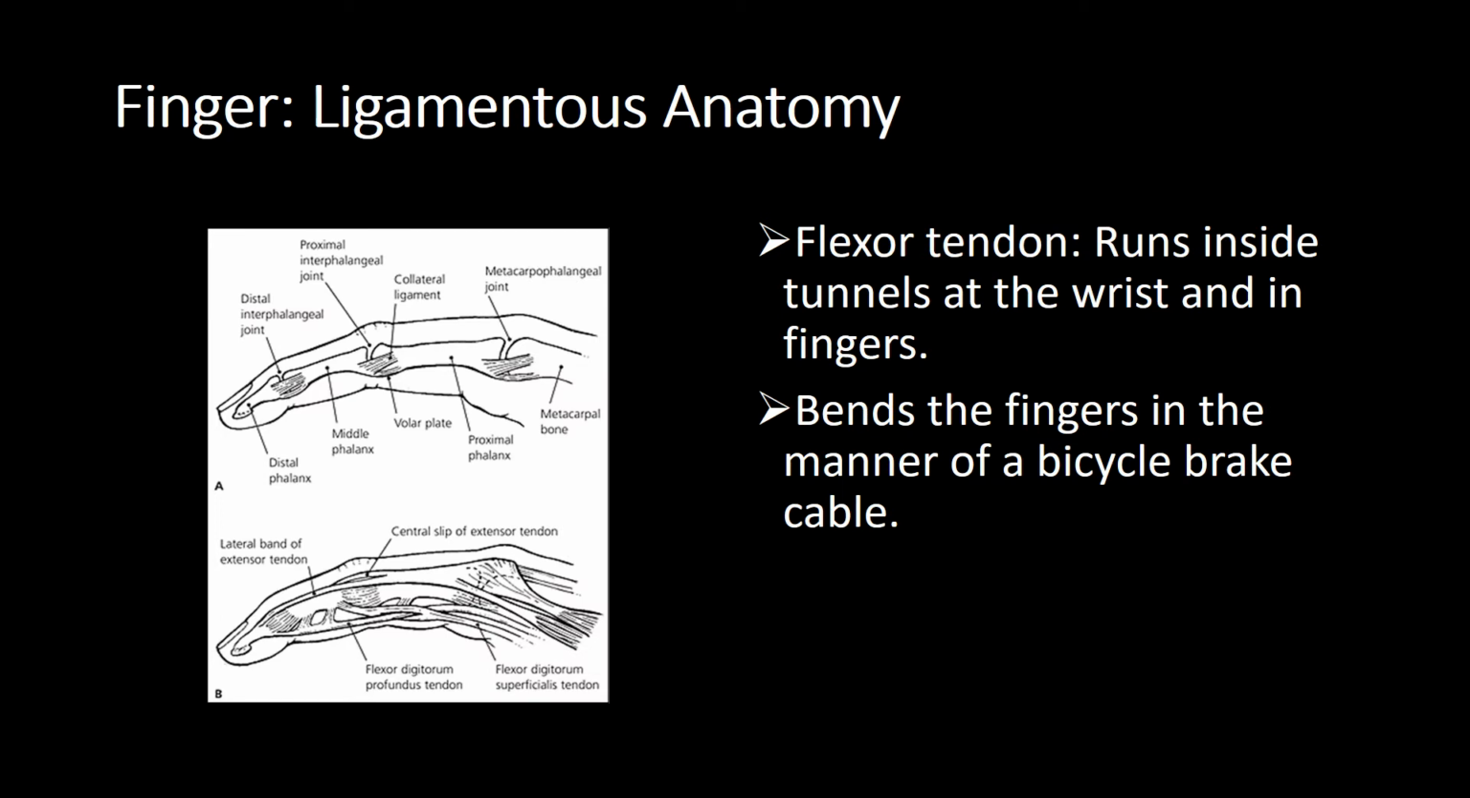Now our flexor tendons run inside tunnels at the wrist and the fingers. And if we look at the bottom picture, we can see that the flexor digitorum superficialis tendon, and more importantly, the flexor digitorum profundus tendon, is located on the anterior surface of the fingers. And these are responsible for bending fingers, and the way they act is very similar to that of a bicycle brake cable.